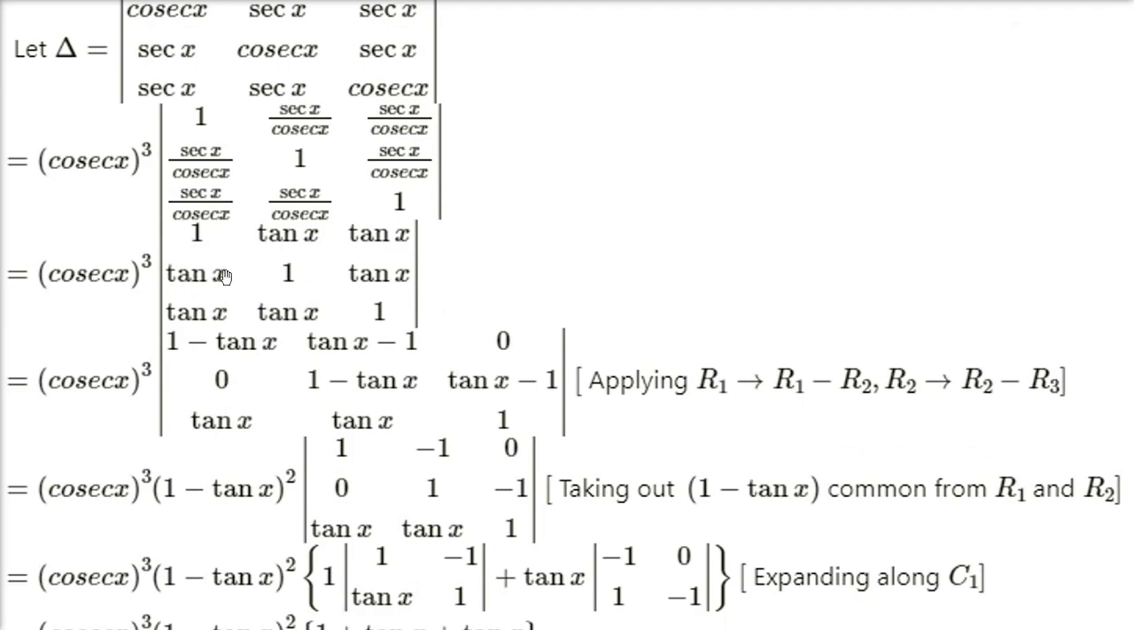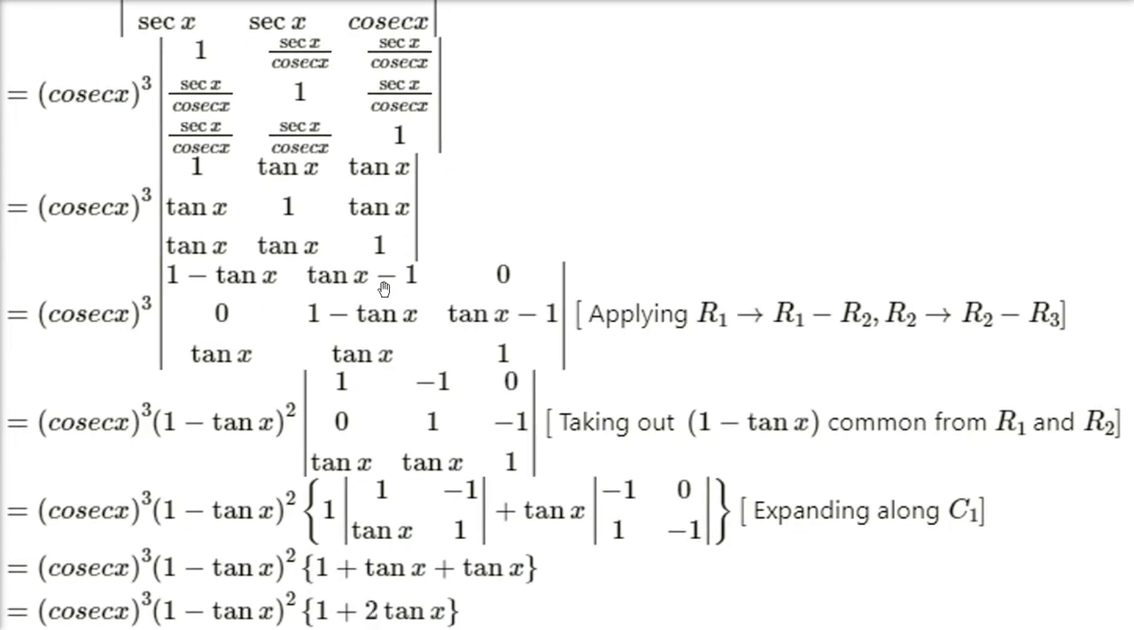So this has come. Now let us apply R1 minus R2. We'll change R1 to R1 minus R2, and we'll change R2 to R2 minus R3. And this we are just doing to get enough zeros so that we are able to open it. And when we open it, the more zeros, the easier it is to solve. So 1 minus tan x, tan x minus 1 and 0.